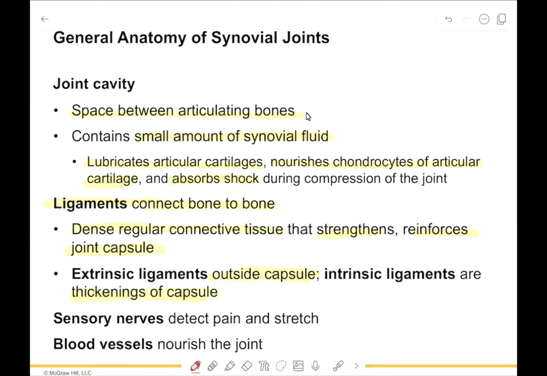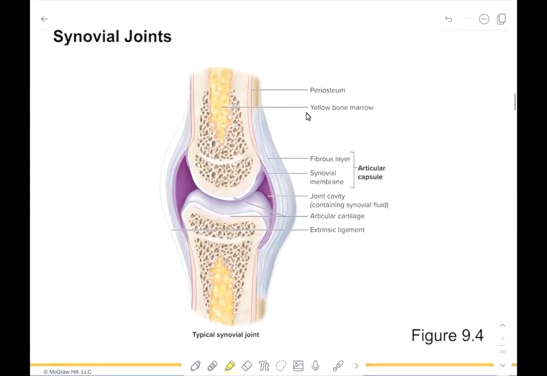A really good example of this would be in the knee joint because there are collateral ligaments. The collateral ligaments are the extrinsic ligaments, whereas there are also what are called cruciate ligaments. You've heard of the ACL or the PCL before. They are inside the capsule itself. In addition, there are specific sensory nerves which detect pain and stretch, and of course, blood vessels that nourish the joint as well. So this diagram is showing us what a synovial joint looks like.